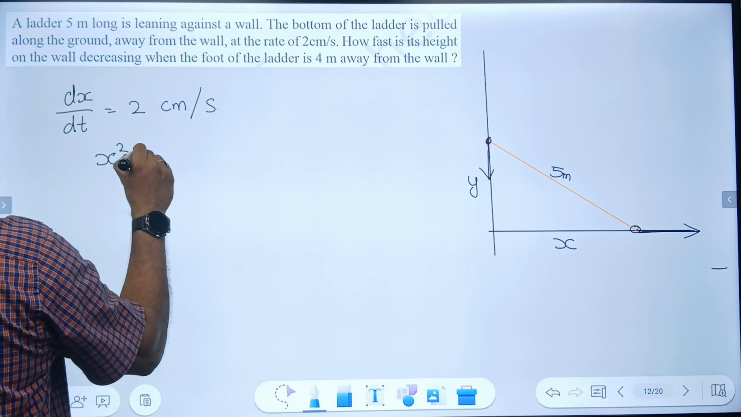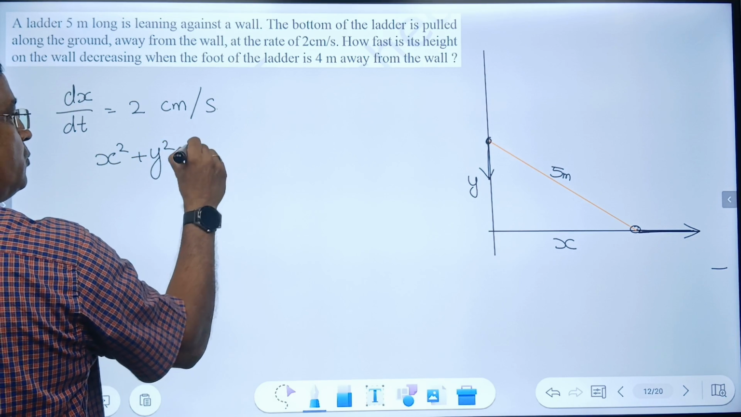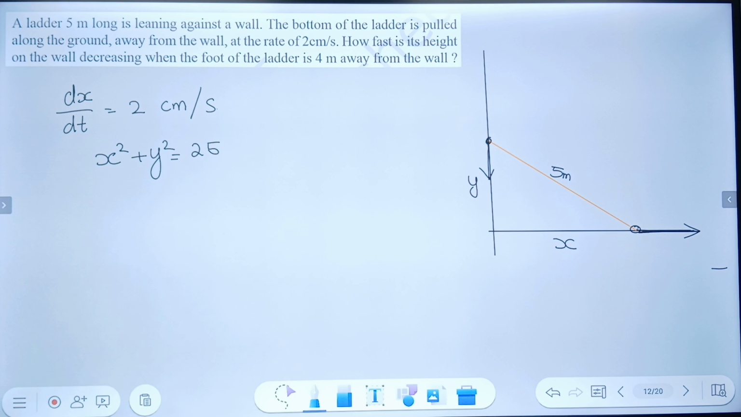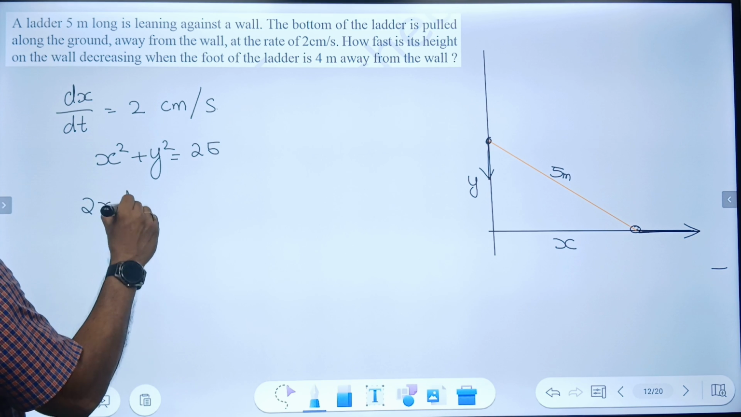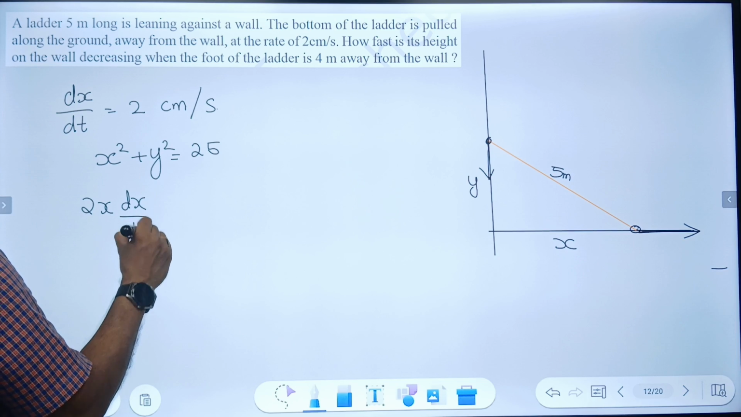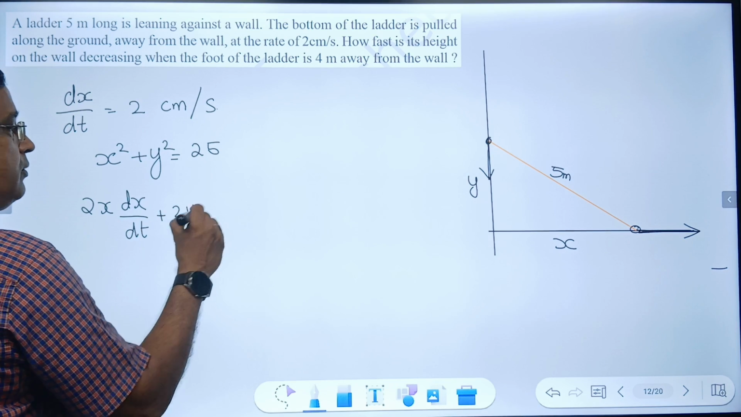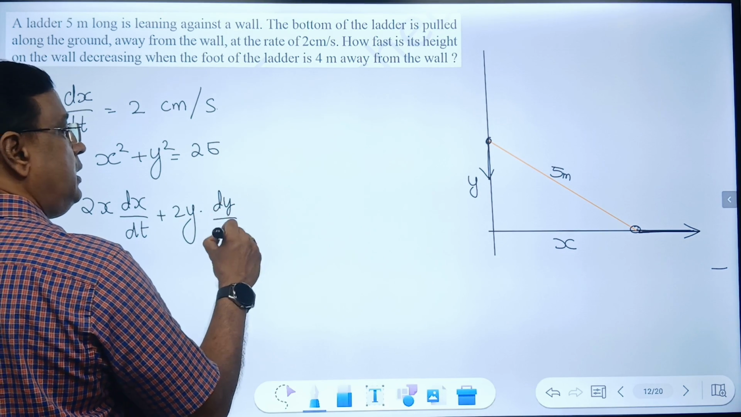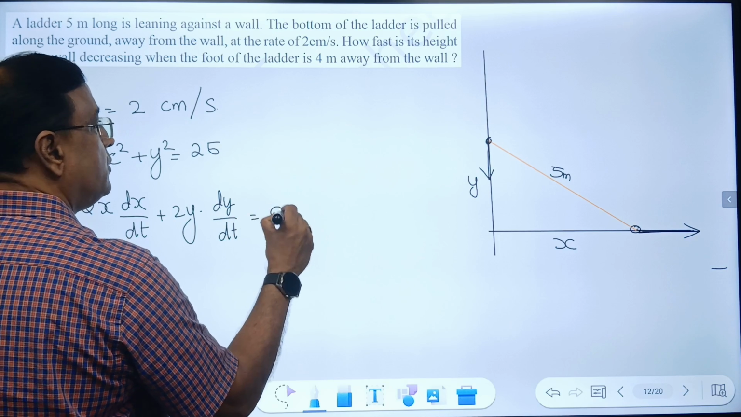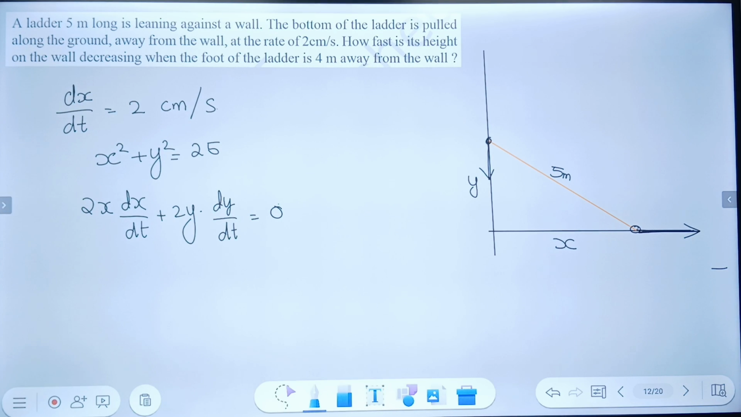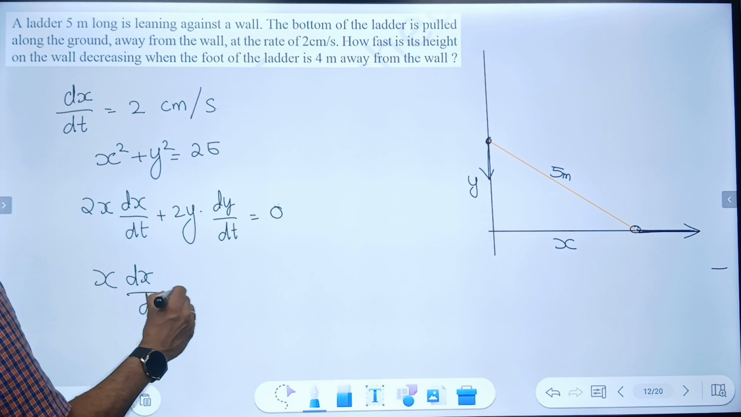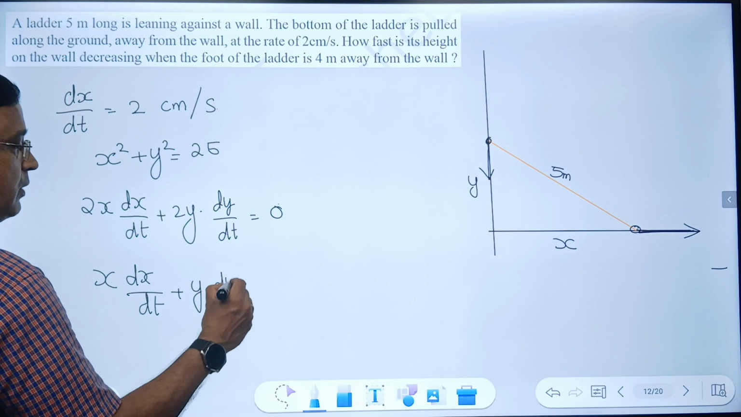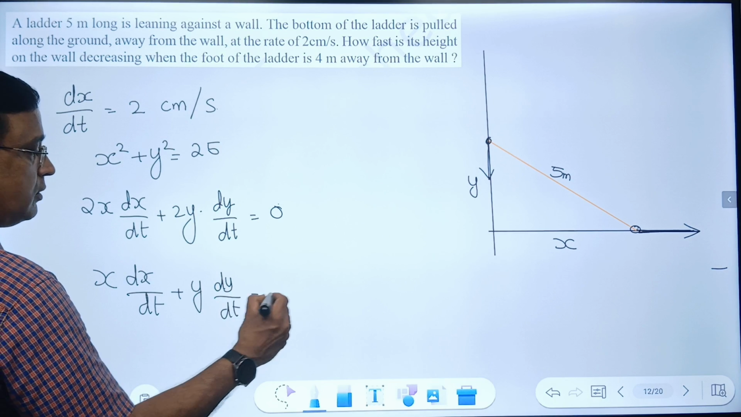x square plus y square equal to 25. Pythagoras theorem. Now differentiate. This is 2x into dx by dt plus 2y into dy by dt equal to 0, because the differentiation of 25 is 0. Now 2 can be cancelled. You get x into dx by dt plus y into dy by dt equal to 0.